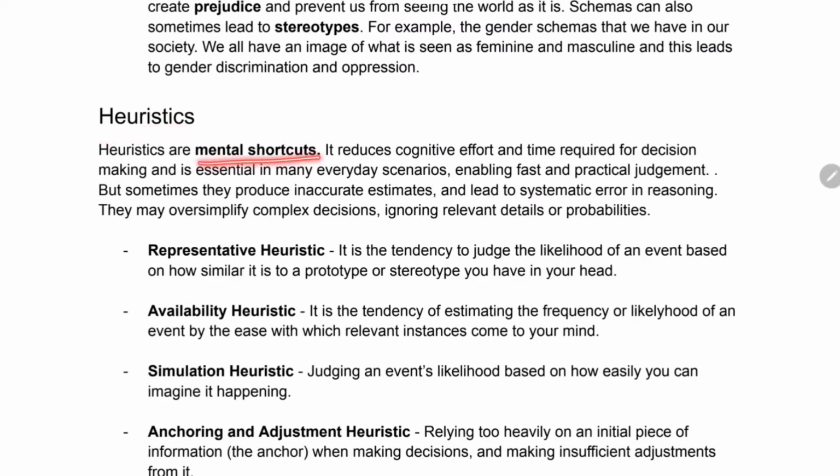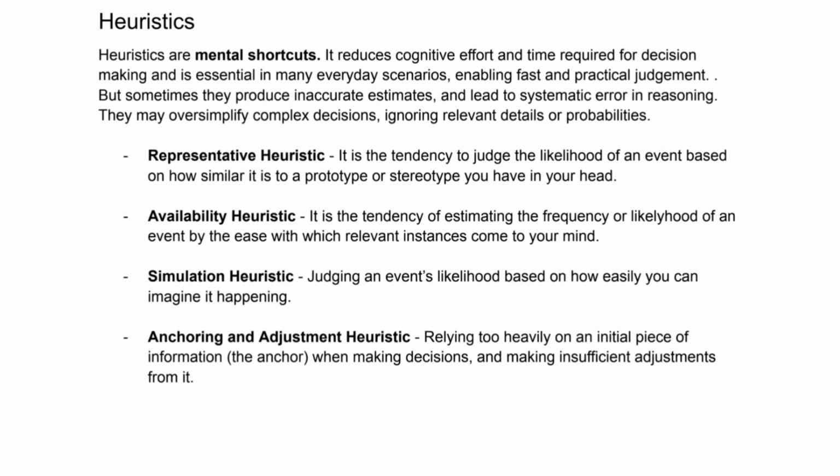Heuristics are mental shortcuts. They reduce the cognitive effort and time required for decision making in our daily life. We are using heuristics all the time to make fast and practical judgments. But sometimes heuristics do lead to mistakes. They may oversimplify complex decisions, ignoring all the relevant details or probabilities. Let's see the different types of heuristics.